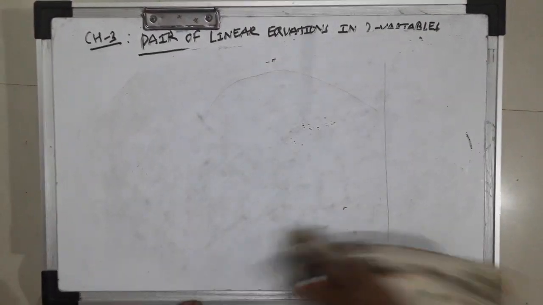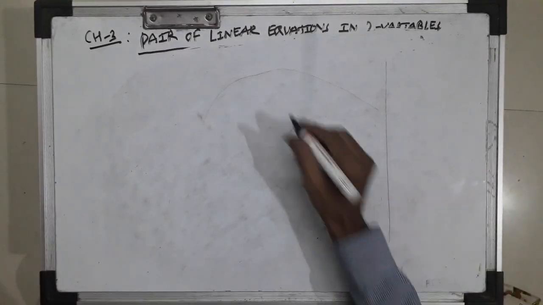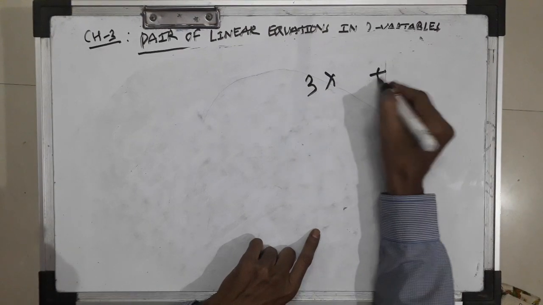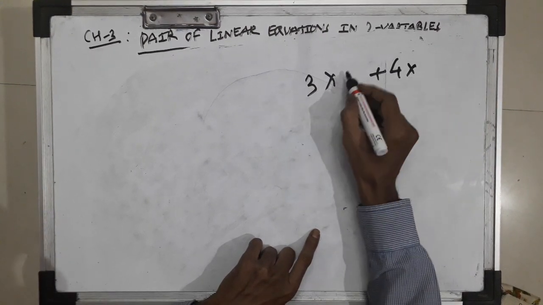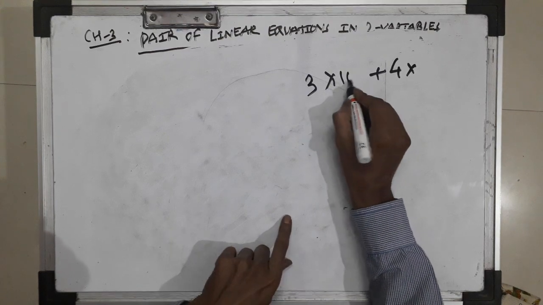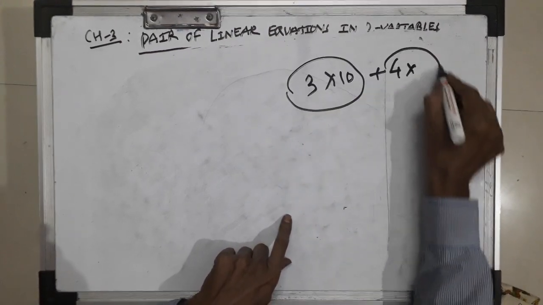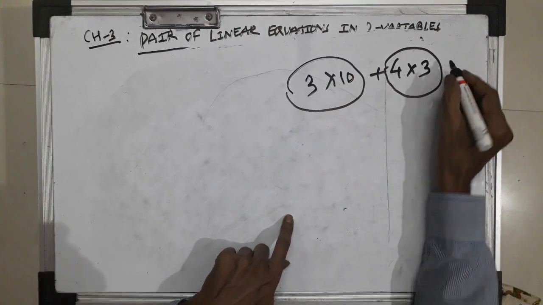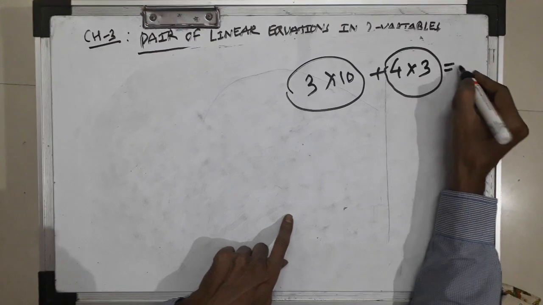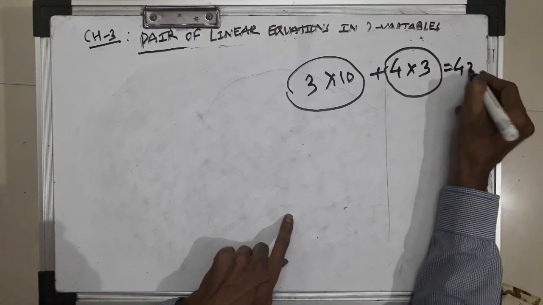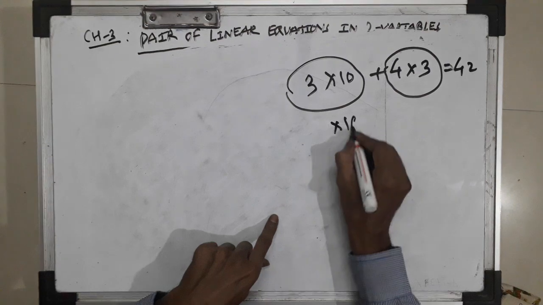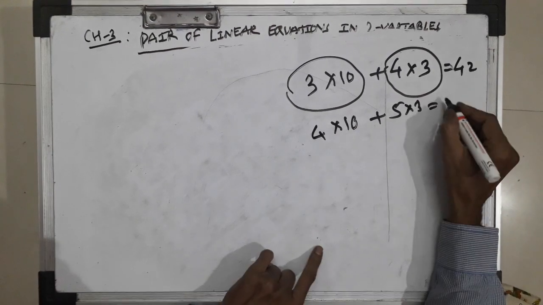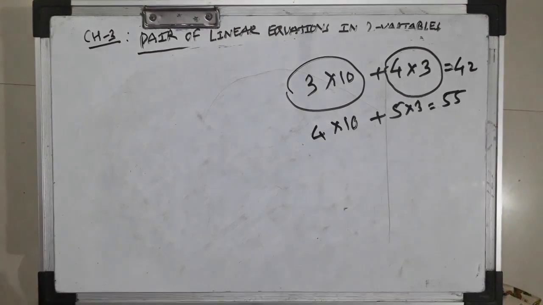Suppose the cost of 3 pens and 4 pencils, you are supposing the cost of 1 pencil is 10 rupees. Cost of 3 pens and pencils, suppose 3 rupees: 30 plus 12 will be 42. Same way 10, 4, 5, 3: 40 plus 15, 55. Now we are going to form the equation.